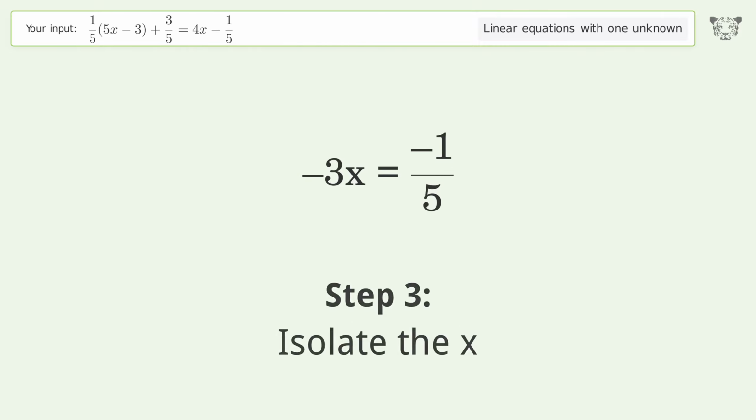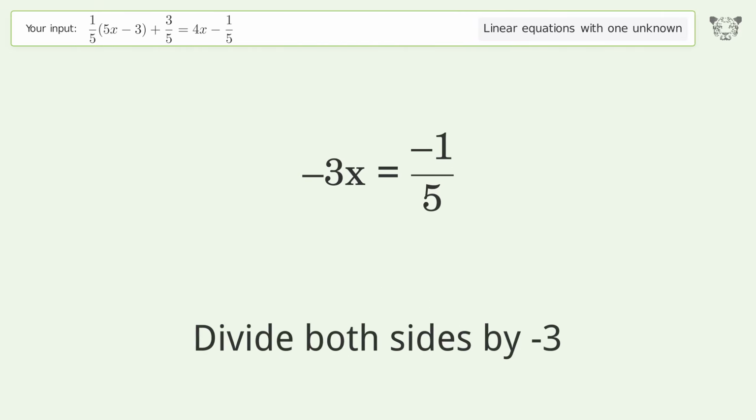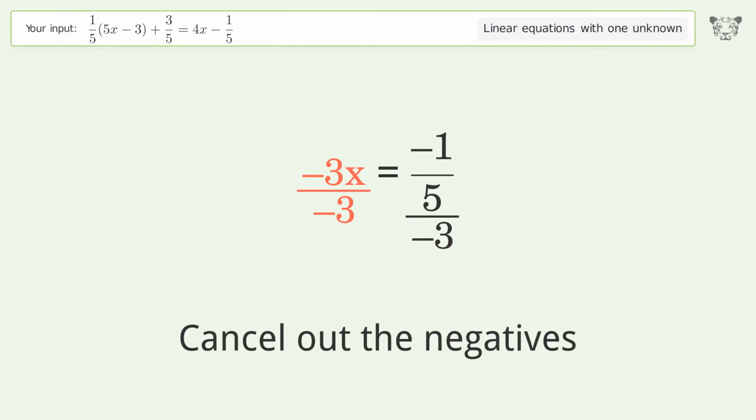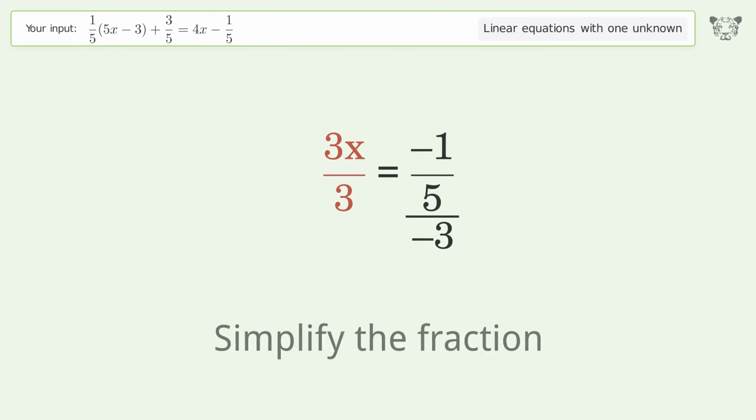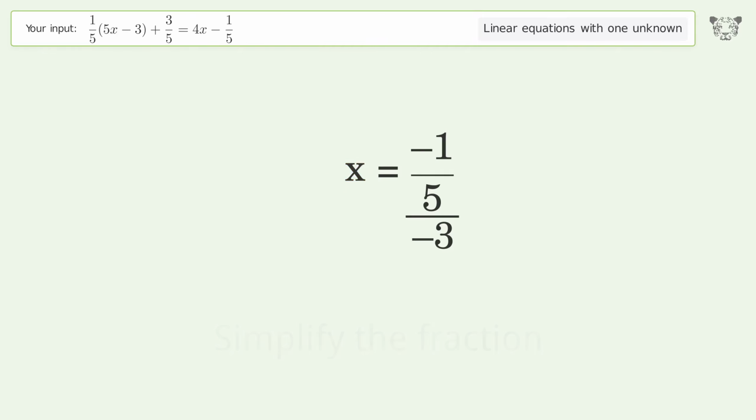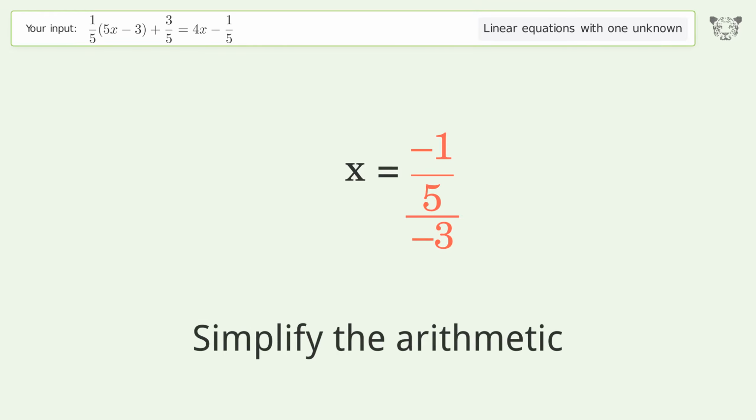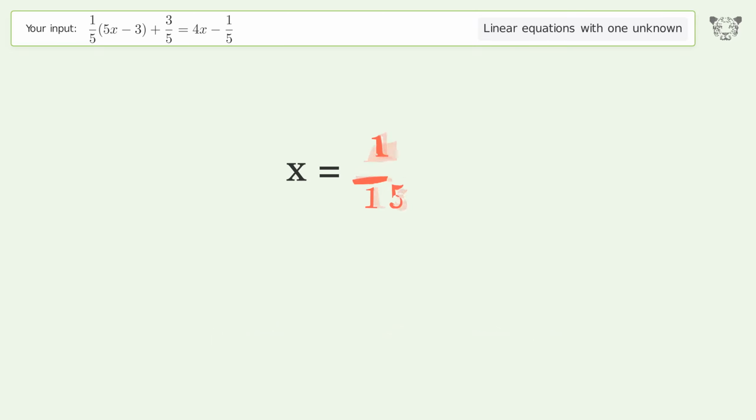Isolate the x. Divide both sides by -3. Cancel out the negatives. Simplify the fraction. Simplify the arithmetic. And so the final result is x equals 1 over 15.